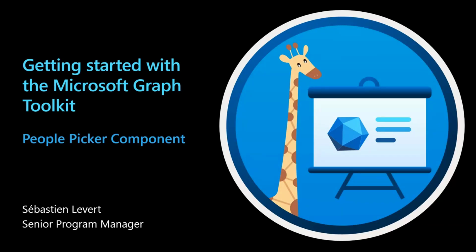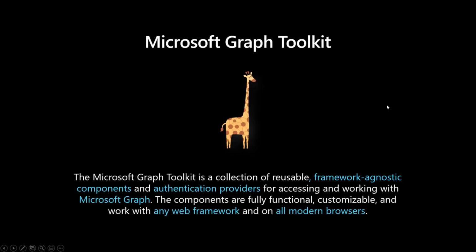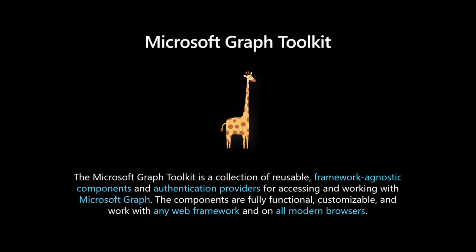But before we go into demo mode, I want to do a quick recap of what the Microsoft Graph Toolkit is, or sometimes you might hear it called MGT. The Microsoft Graph Toolkit is a collection of reusable and framework agnostic components. And it also adds authentication providers for accessing and working with the Microsoft Graph.